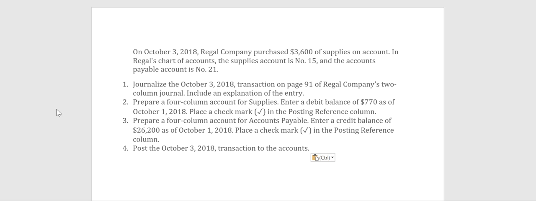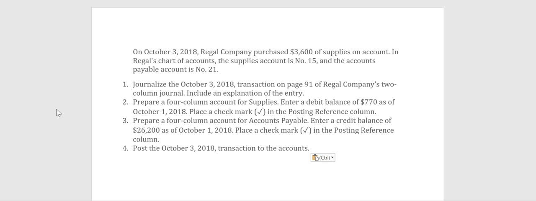In this video, we're going to be looking at journalizing a business transaction, entering beginning balances into our ledger, and posting that transaction to our general ledger, including the post references for both our journal and our ledger account. It tells us that on October 3rd, 2018, Regal Company purchased $3,600 of supplies on account.